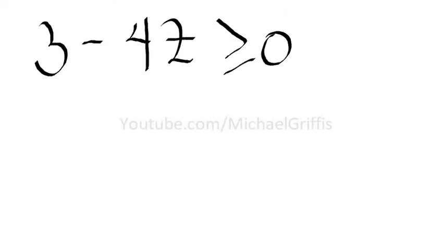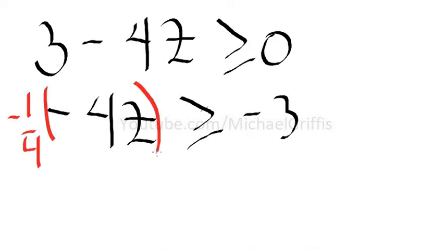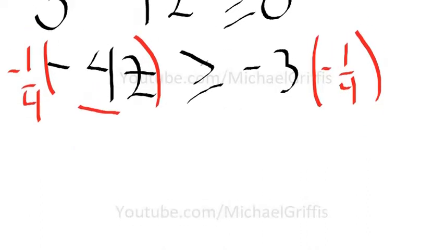Alright. Subtract 3 from both sides. Now we have to flip this because we're going to be multiplying through by 1/4 to both sides. Right? Negative 1/4. It's the reciprocal of this guy right here. Negative 1/4. You should know this by now.